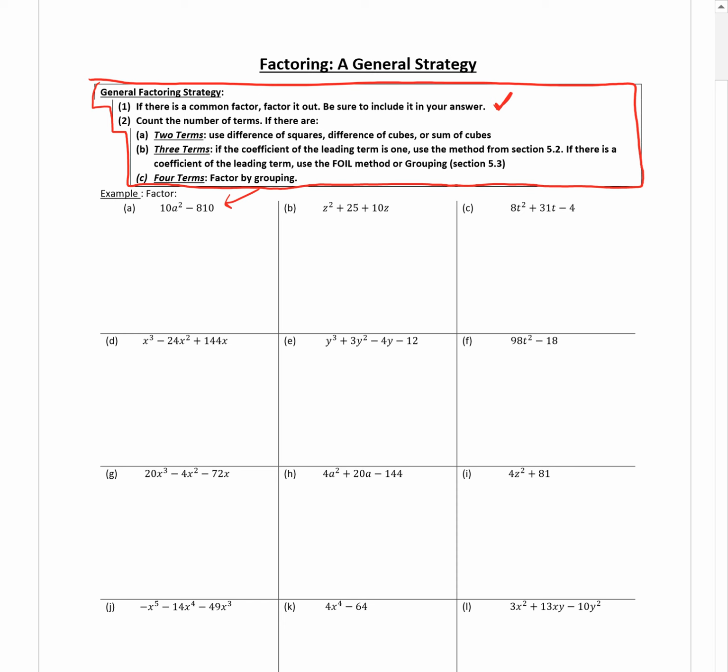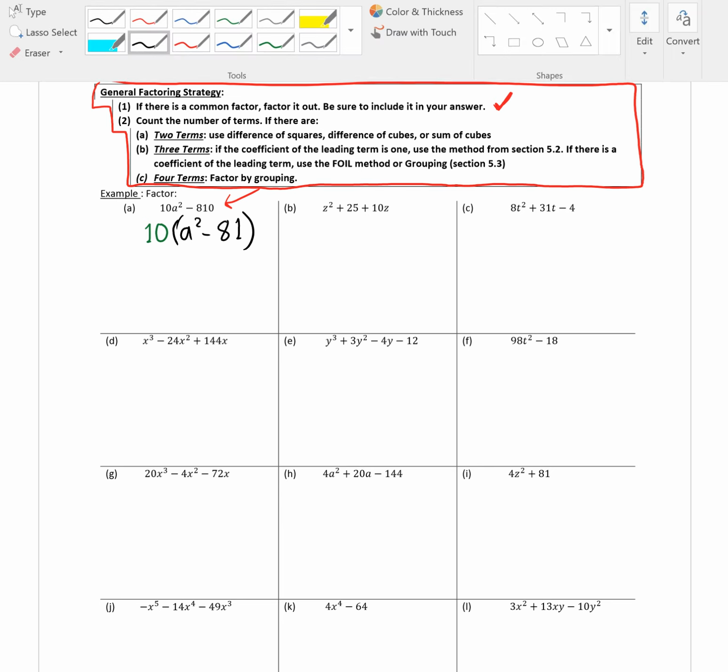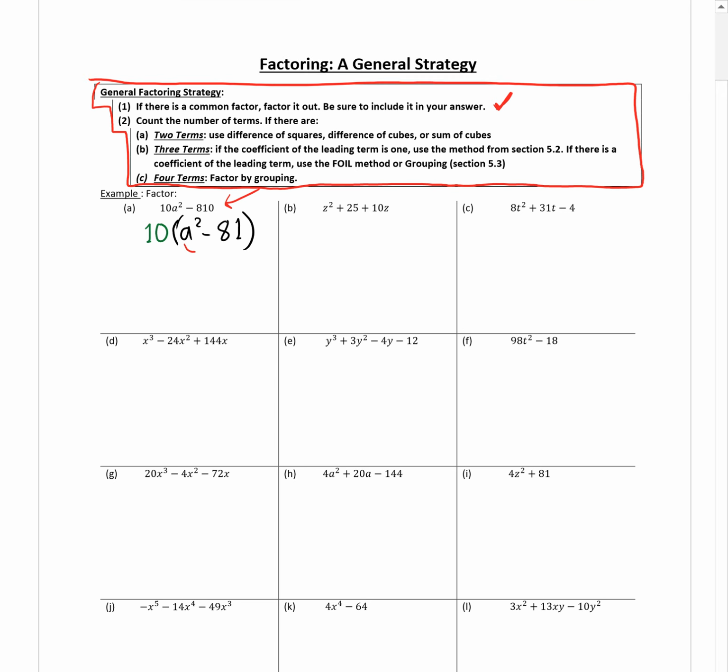So I look at part A, and I do see that both terms, the 10a squared and the 810, have a common factor of 10. So that might help. If there was no common factor, then I would just move on to step 2 in the general guideline. I'd say, all right, that didn't work, let's try something else. But even though I factored a 10 out, that might not mean I'm quite done. Once I factor the 10 out, what's left inside the parentheses might be able to be factored further. So I'm going to have to keep reading here.